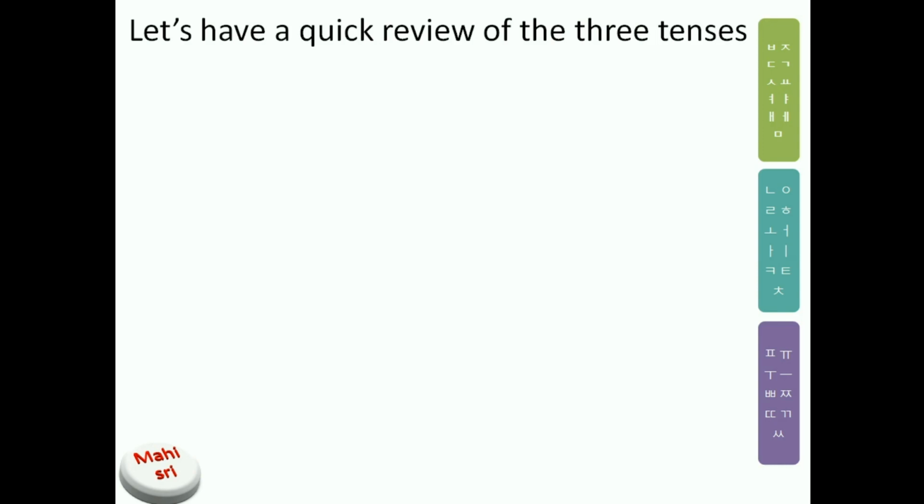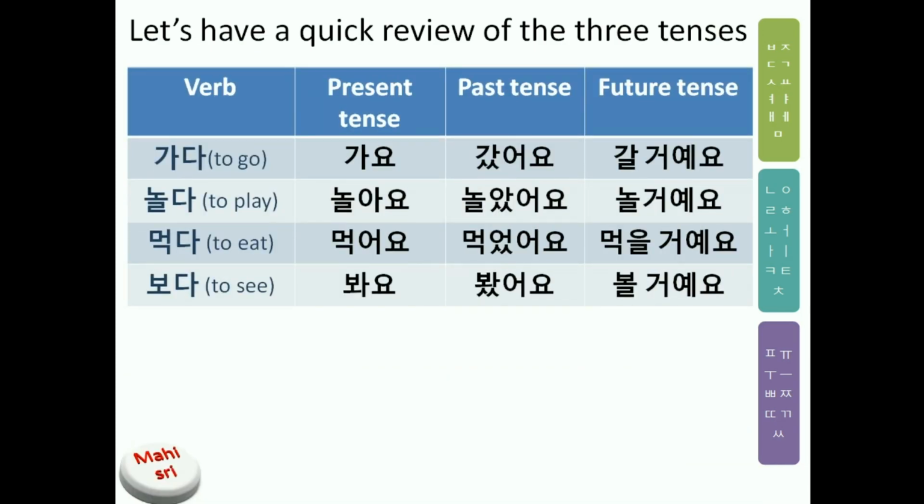Before going to the construction of these tenses, we are going to have a quick review about the three tenses, present, past, future, and how to conjugate them. So here the kada verb becomes kayo in present tense, kasoyo in past tense, kalkoyeyo in future tense. Likewise, nulda, nurayo, norassoyo, nulkoyeyo, mogda, mogoyo, mogossoyo, mogulkoyeyo, puda, phayo, passoyo, pulkoyeyo.